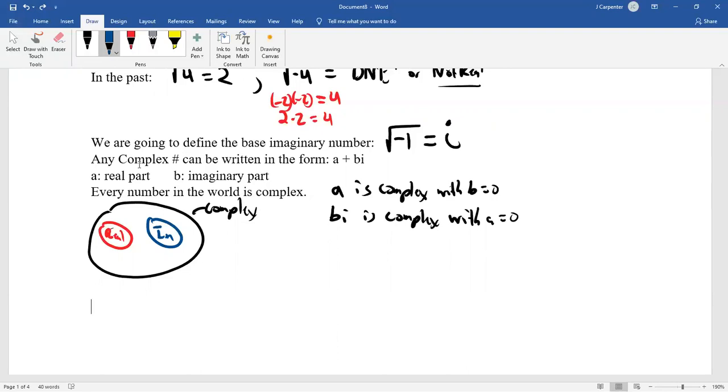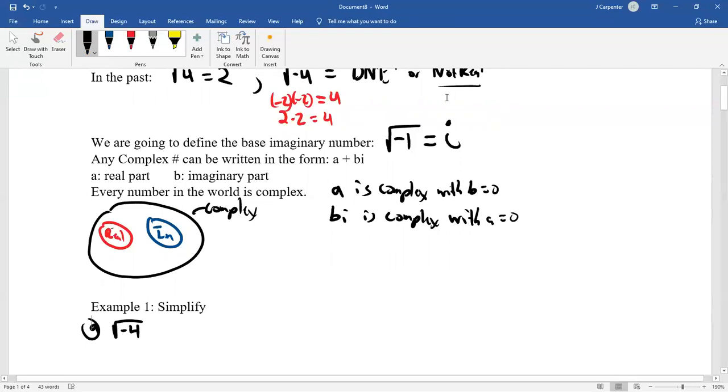Before we get to the actual adding, subtracting, multiplying, dividing things, for example 1, what we're going to just do is simplify some square roots. For a, we'll have the square root of -4, which we will no longer say does not exist or is undefined. We will say, hey, the square root of -4, what you want to do is break this up as a product.